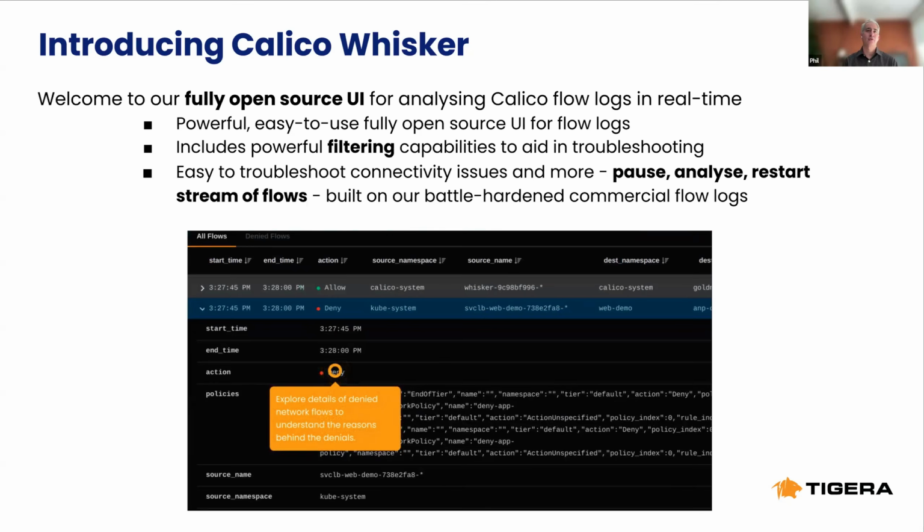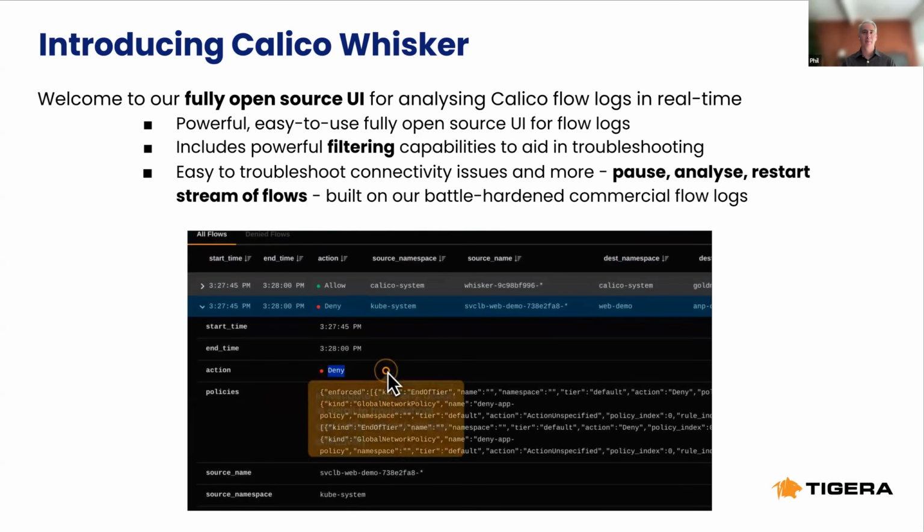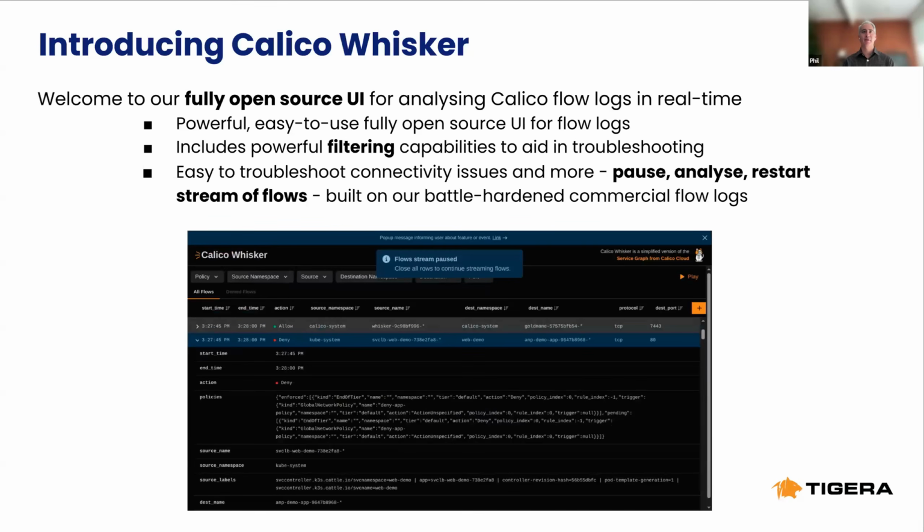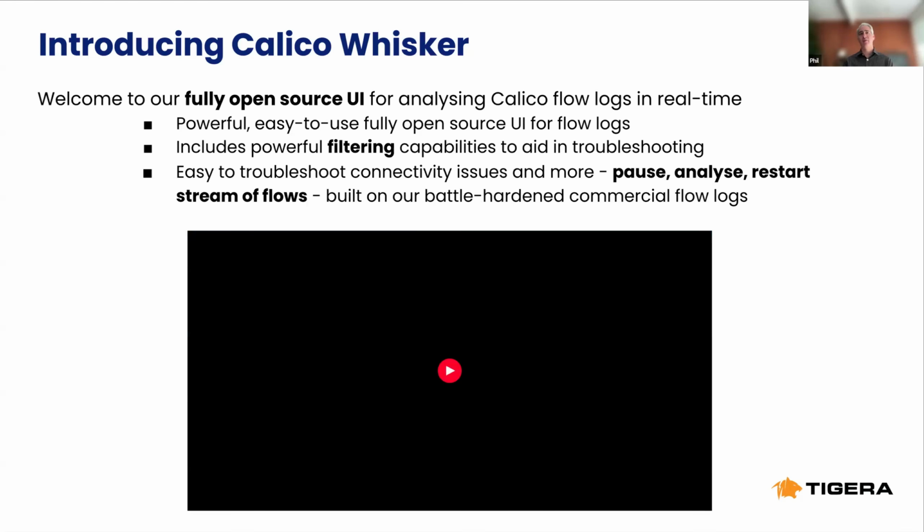cluster. Those flow logs contain quite a bit of metadata that helps you understand who's communicating with what, and how policies are being evaluated. It also includes some powerful filtering capabilities so that if you need to zero in on a specific namespace, a particular workload, or you want to understand how a particular policy is being evaluated, you can easily do that. And then you can also stream these flows, but also pause and analyze and restart those flows.